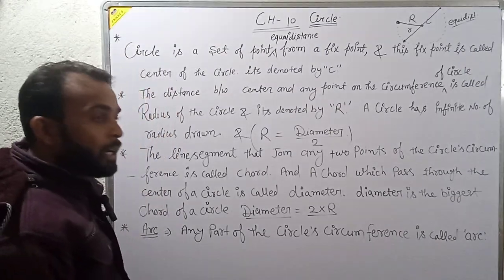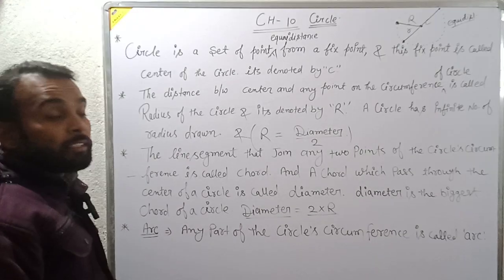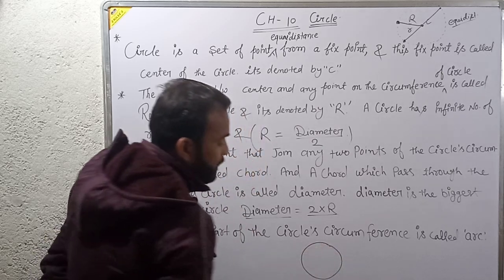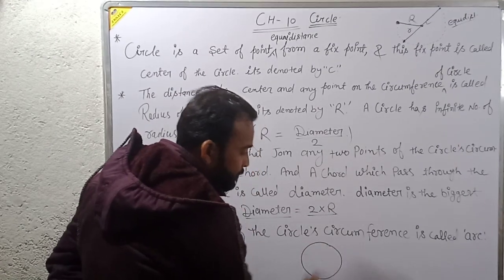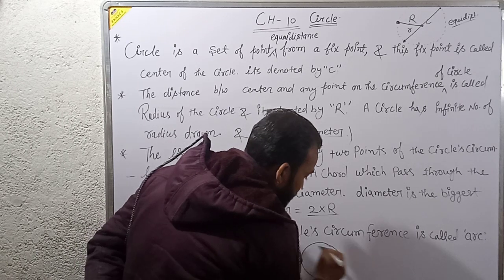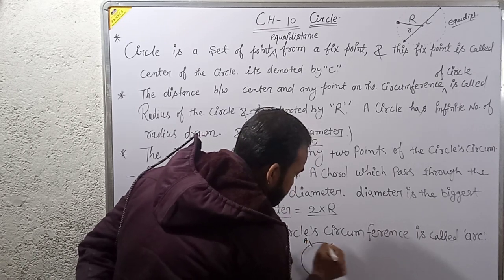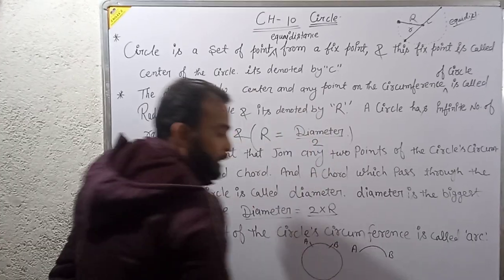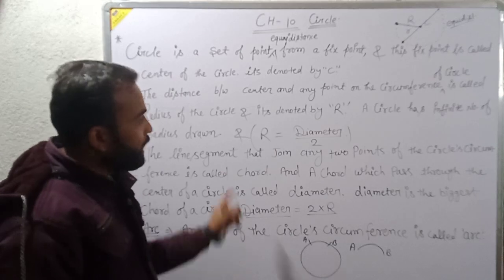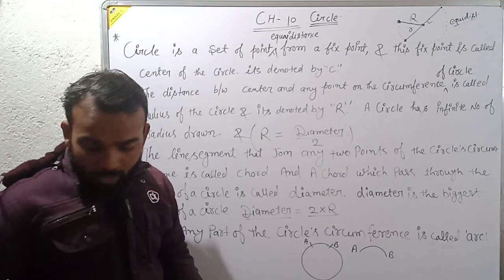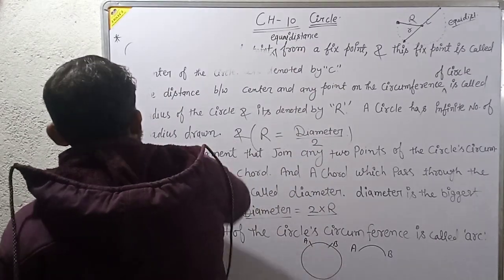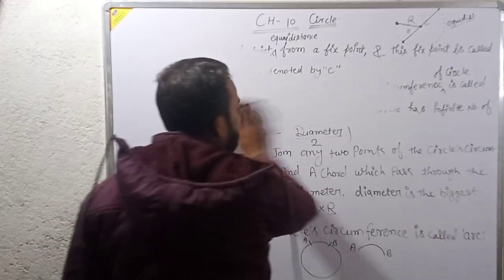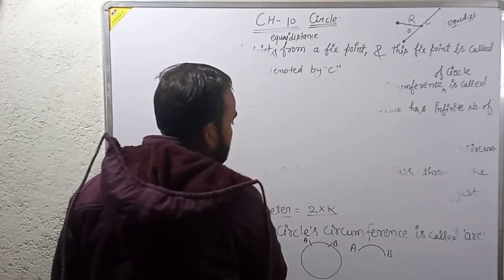Clear? Again, an arc is a part of a circumference. This is the circumference, and we have this part between A and B. This part is also called an arc. Clear? We have some more terminology to read, such as tangent, secant, etc.